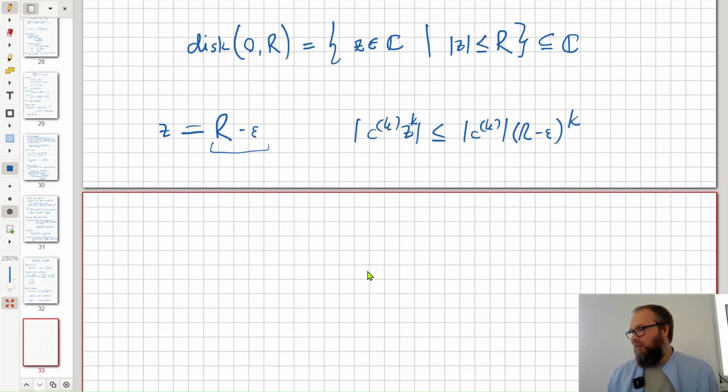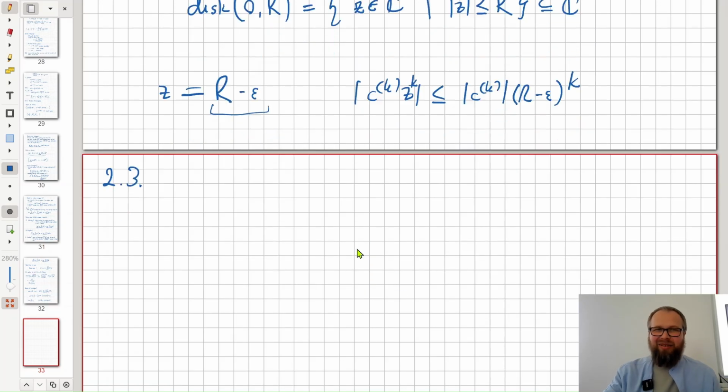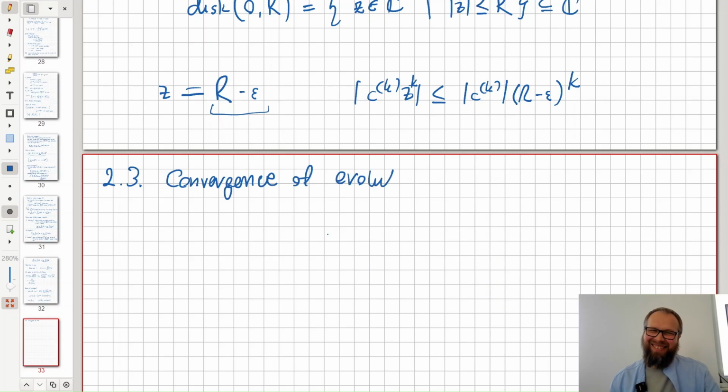We can move on to the next point. Finally, after all this hard work, we can talk about convergence of the evolution operator. You can write it like a power series. I mean, it's a power series.